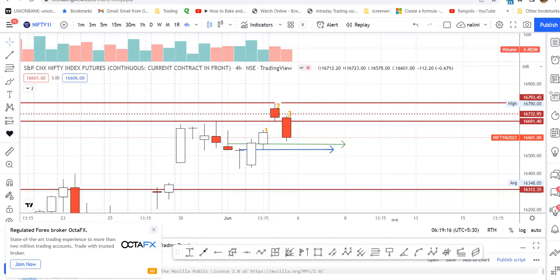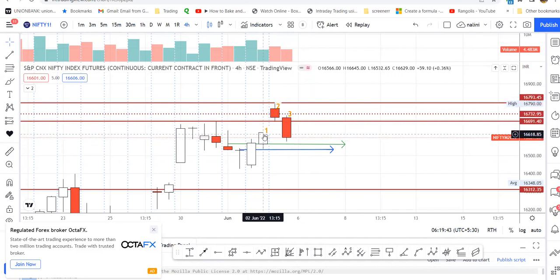In my previous video, I talked about the choch, change of character at the candlestick level. Here in our Nifty, what is happening, you can see the change of character at the 4-hour. How can we trade actually? At the 4-hour level, we are seeing change of character.